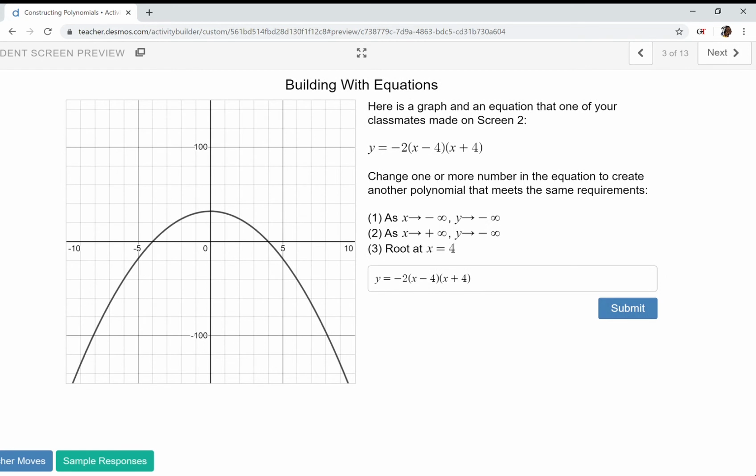Slide 3. Here you are just going to replace one of these numbers. Obviously, you can't replace this x minus 4 because it is one of the required roots. But what else can you change, or what else can you add to it so that you still maintain the end behavior and your root at x equals 4? You can change a number, you can add numbers, you can add multiplicities. That's what you're doing here.